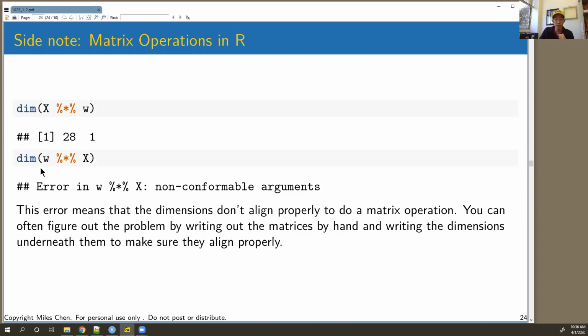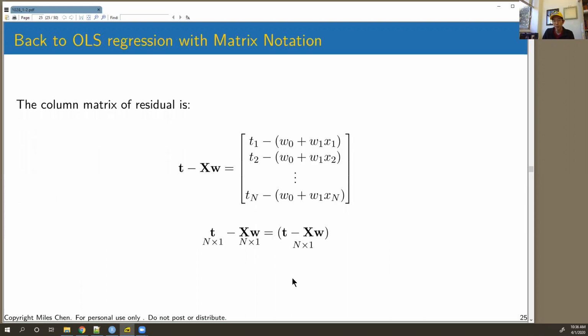And so if you get non-conformable arguments, it probably means check all of your matrix multiplications, check the dimensions underneath each of those things, and that will help you troubleshoot where you're encountering some kind of problem, okay? Again, a lot of these things work best when you work on paper first, and you write the matrix multiplications there.